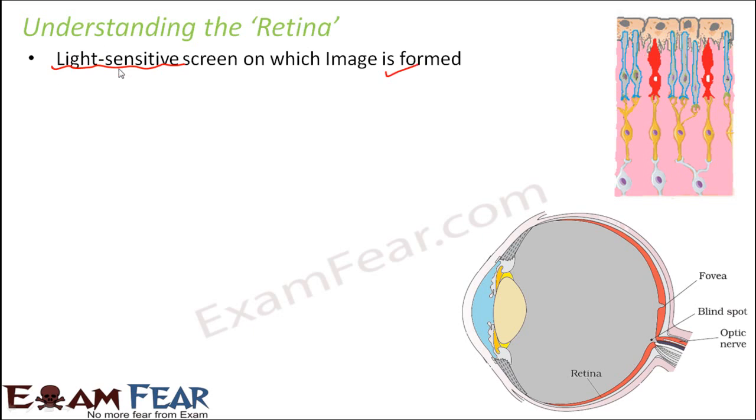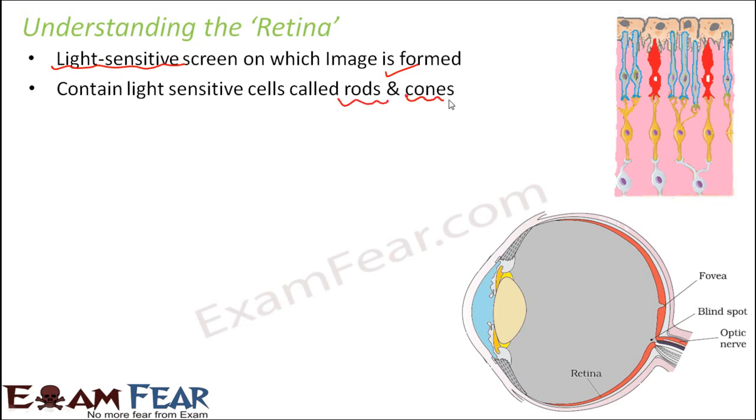The other thing is that it is a light sensitive screen. That means it has light sensitive components. There are cells in the retina which can sense light, which can actually receive light. That is why they are called the photoreceptor cells. Now we will see how these photoreceptor cells help. The light sensitive cells, or photoreceptor cells, present in the retina are the rods and cones. Let us talk about rods and cones, because they receive light and in turn generate electrical signals.